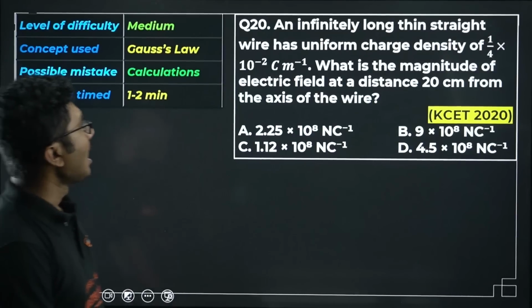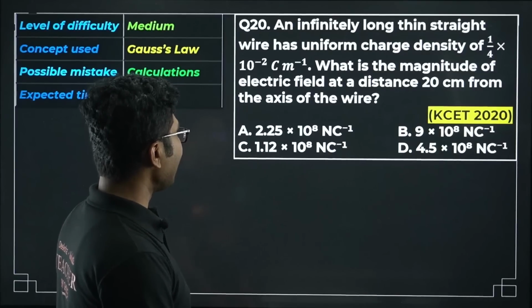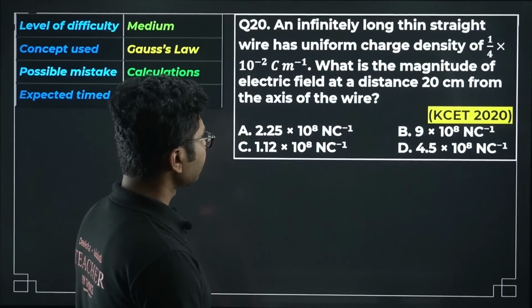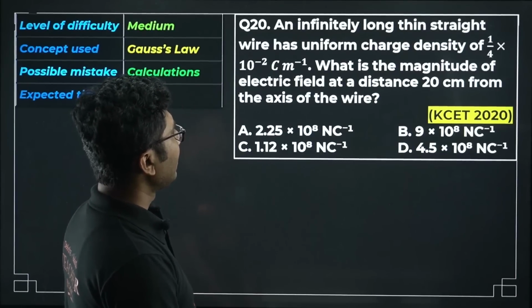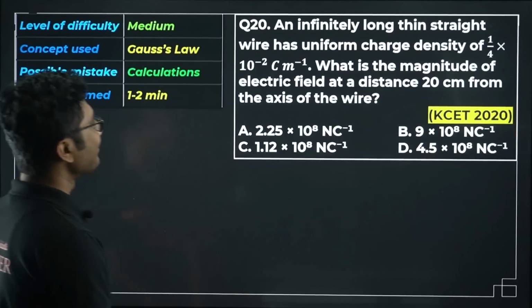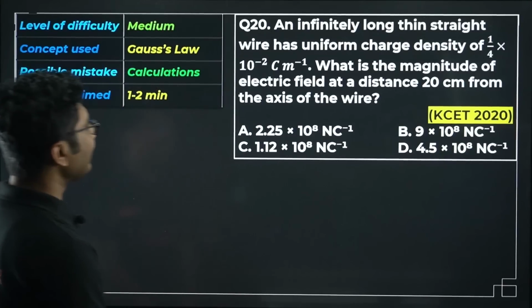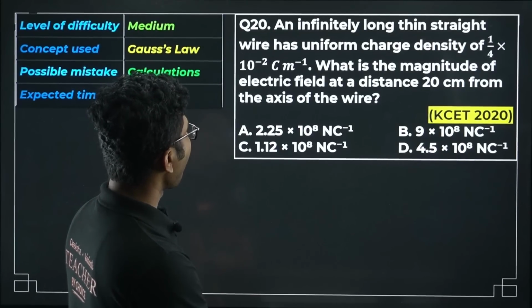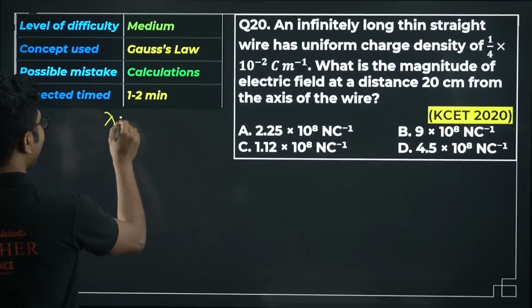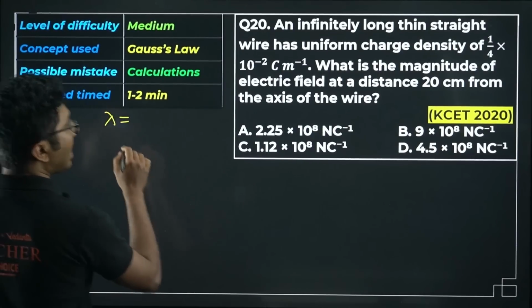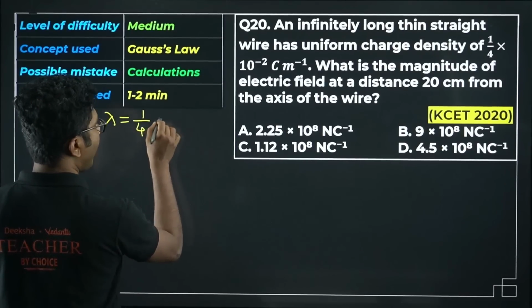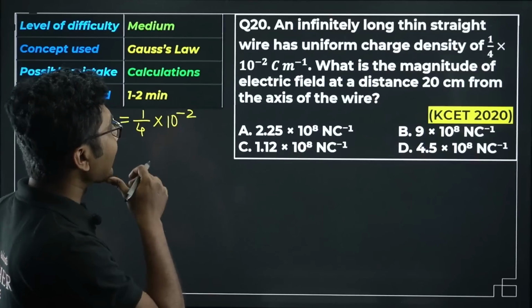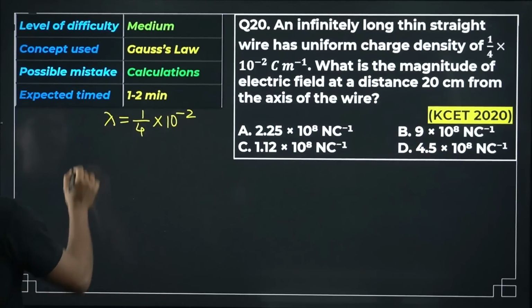Next question. An infinitely long thin straight wire has uniform charge density of 1 by 4 into 10 to the power of minus 2 coulomb per meter. What is the magnitude of the electric field at a distance 20 centimeter from the axis of the wire? So the charge density is given as 1 by 4 into 10 to the power of minus 2 coulomb per meter.